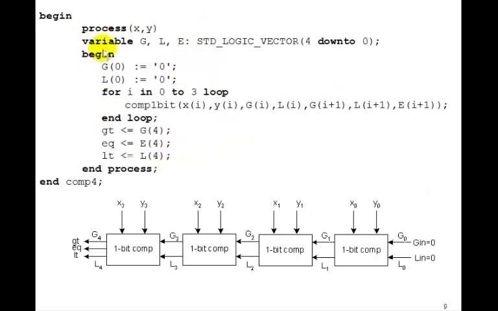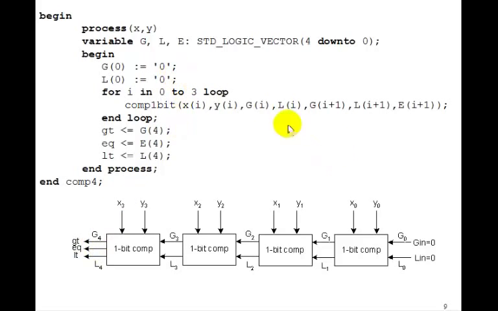Well, then in the main part of the architecture, we have a process with inputs X3, X2, X1, X0, Y3, Y2, Y1, Y0. And we'll define variables G, L, and E, 5 down to 0. So we have G4, G3, G2, G1, G0, L4, L3, L2, L1, L0. And we'll also include E4, E3, E2, E1, and E0. Now, of course, we don't use the lower 4 ones. We're only going to use E4 when it comes out.